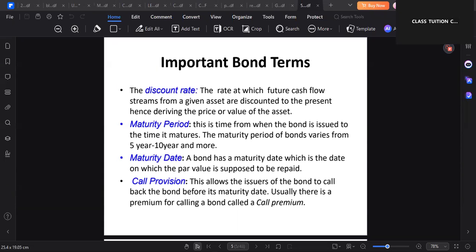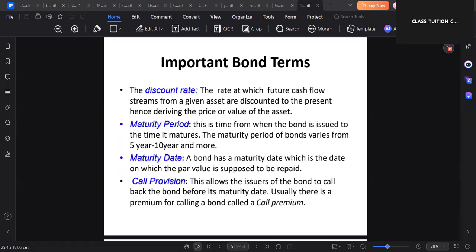What is a maturity period? Maturity period is the time from when the bond is issued to when it matures. It can range from 5 to 10 years or longer. What is a maturity date? It is a specific date when the par value is repaid. Are you following? So that is what we call the maturity date.